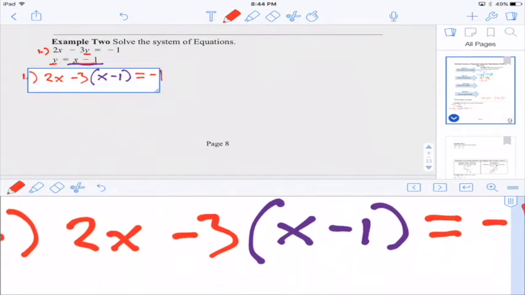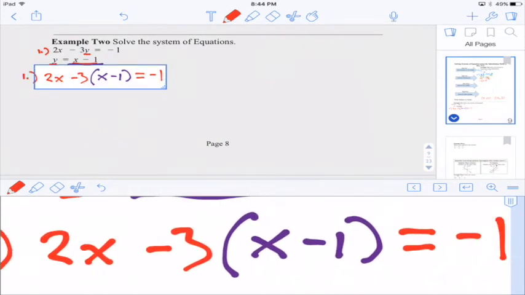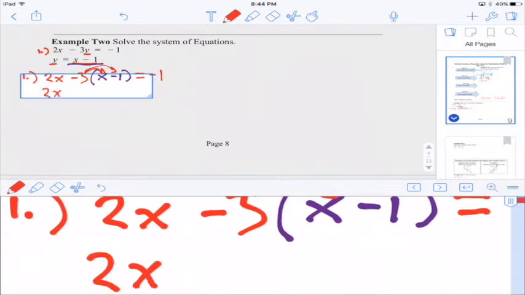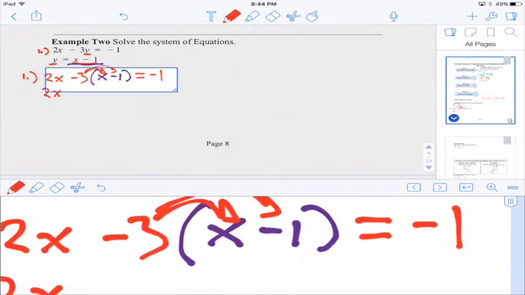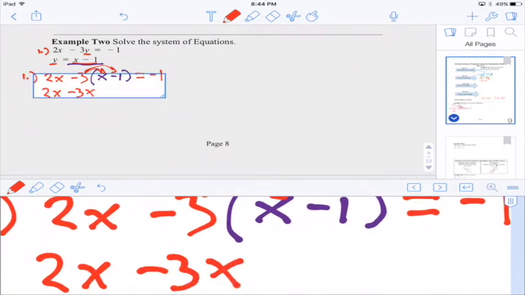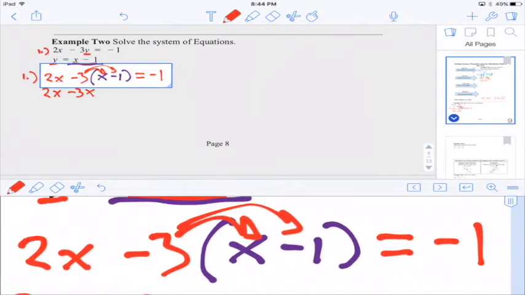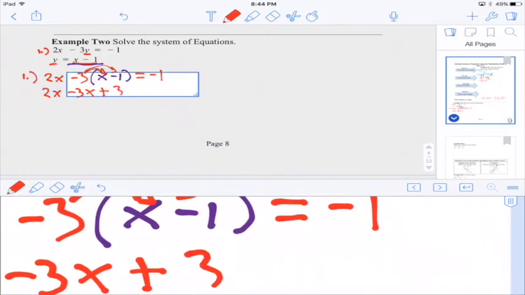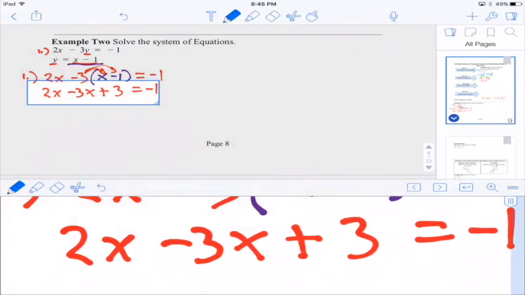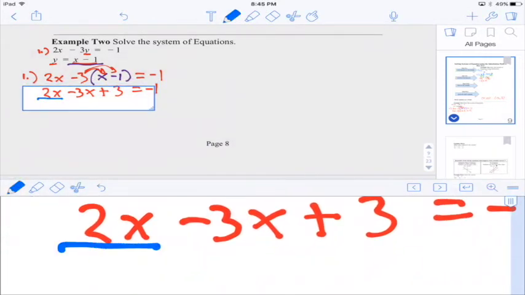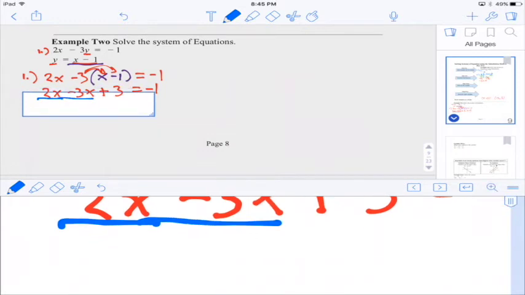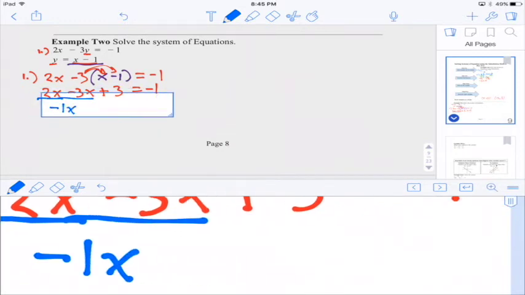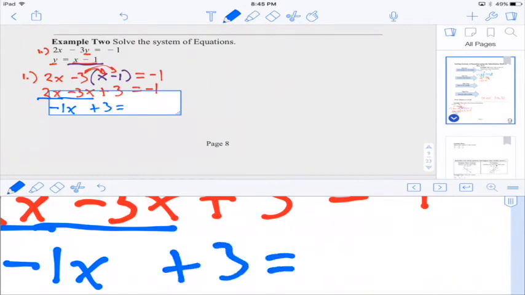Okay, remember we distribute, then we combine like terms. So I'm going to distribute negative 3. So I have 2x equals negative 3 times x is negative 3x. Negative 3 times negative 1, well, negative times a negative is a positive. 3 times 1 is 3. Everything else stays the same. So I distribute, then I combine like terms. So 2x minus 3x is negative 1x. I still have plus 3 equals negative 1.